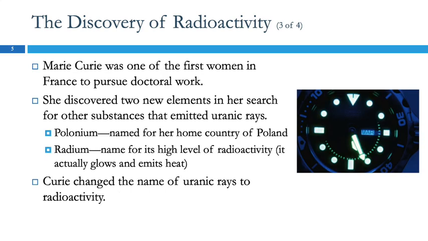Marie Curie was one of the first women in France to pursue doctoral work. I mean, she really was a pioneer in her time. Women were just not encouraged. In fact, they were actively discouraged from doing anything like that. She discovered two new elements in the process of looking for other substances that emitted uranic rays. And these elements are polonium and radium.